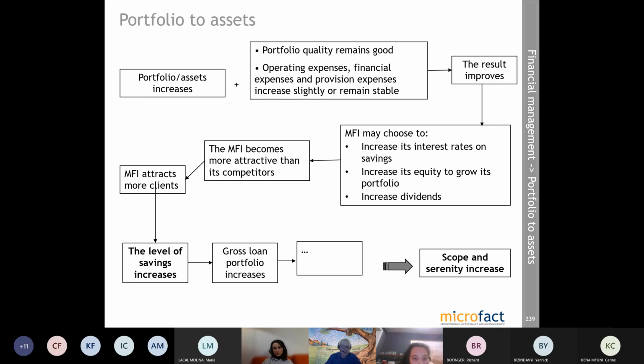I know it's a bit exaggerated, but I think you can close by this: when your portfolio quality remains good, that's the secret for every microfinance institution. If you focus on that one, all the rest follows quite automatically. It's not really automatic, but you understand what I want to say.